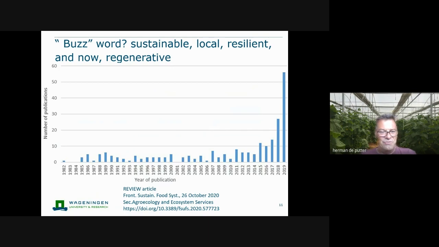Since 1982, the authors of this article did a search in databases of literature, checking on the term regenerative farming, regenerative agriculture. And then you can also see that, especially after 2015, suddenly regenerative as a word is popping up in literature.